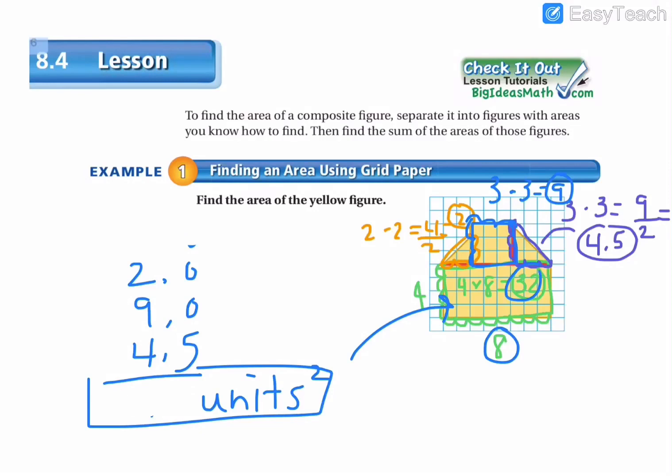So let me just double check again here. I have 2, I have 9, I have 4.5, and I have not 8, but 32. Okay, so we should have 9, 13, 14, 15, 16, 17. So that's 47.5. Sorry about that, guys.